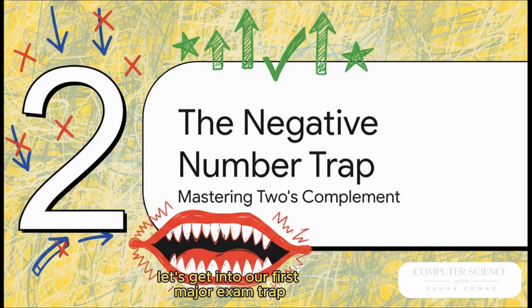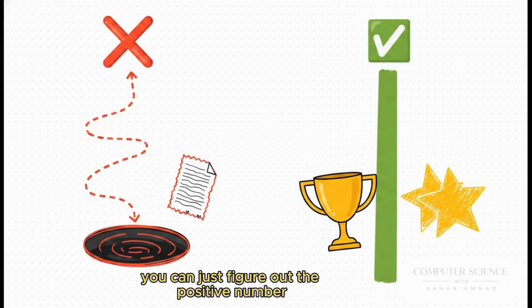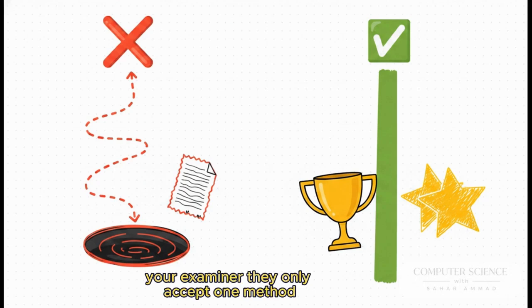Right, let's get into our first major exam trap, negative numbers. This is an area where so many marks are just thrown away for no reason. But after this, I promise that is not going to be you. And here it is, the first trap. So many students think you can just figure out the positive number and then just stick a 1 at the front to make it negative. That's a method called sign and magnitude, and I'm telling you now, it will get you 0 marks. Your exam, your syllabus, your examiner, they only accept one method, and that is 2's complement.